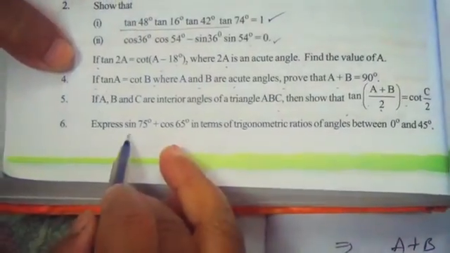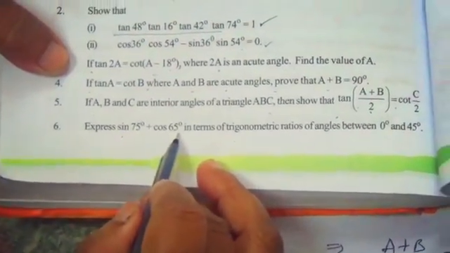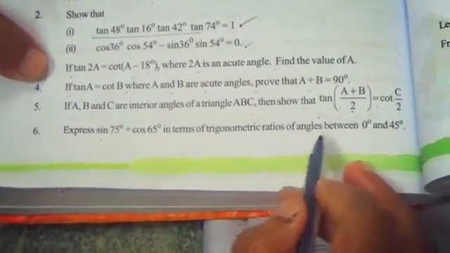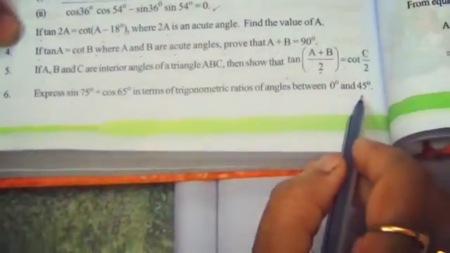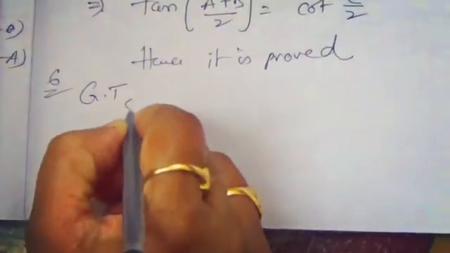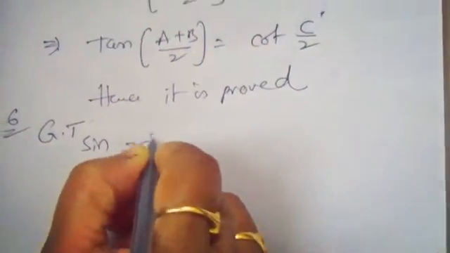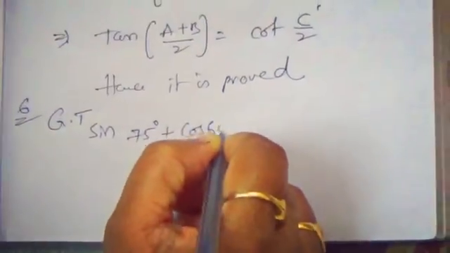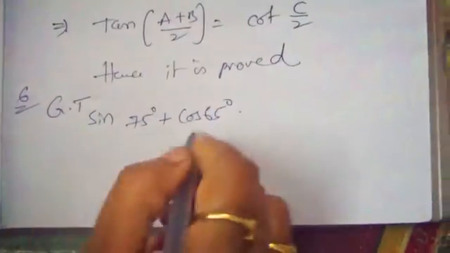And next, in the sixth sum, look here. Express sin 75 plus cos 65 in terms of trigonometric ratios of angles between 0 and 45, just like the example. So given sin 75 degrees plus cos 65 degrees, I want to change these two.